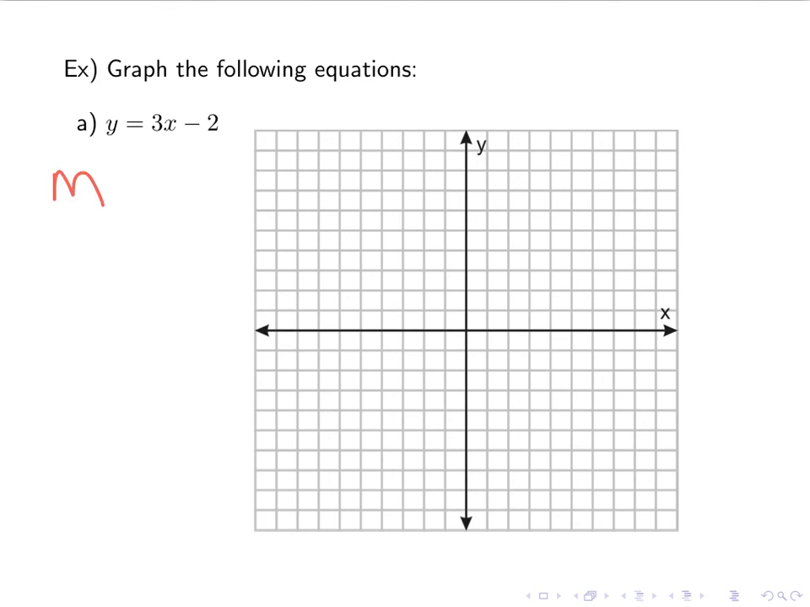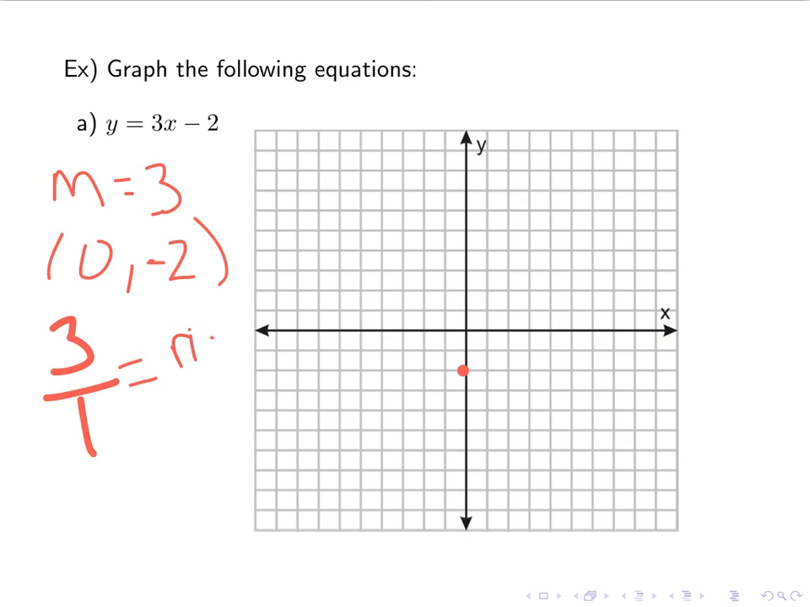So here we have that m is 3. The y-intercept is the point (0, -2). So the first thing I'm going to do is plot the y-intercept, (0, -2). Next, I'm going to take the slope, which is 3, and I want to write that as a rise over run. So I'm going to change it to a fraction. I'm going to write the slope as 3 over 1. And again, that's rise over run.